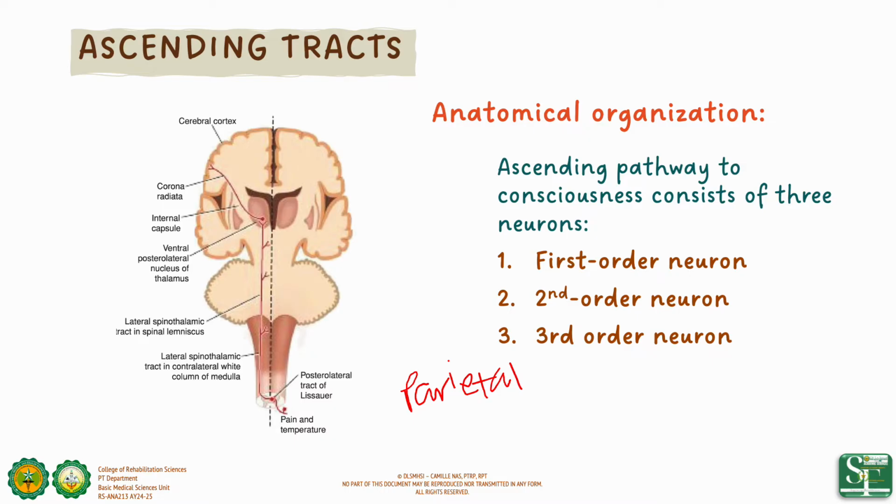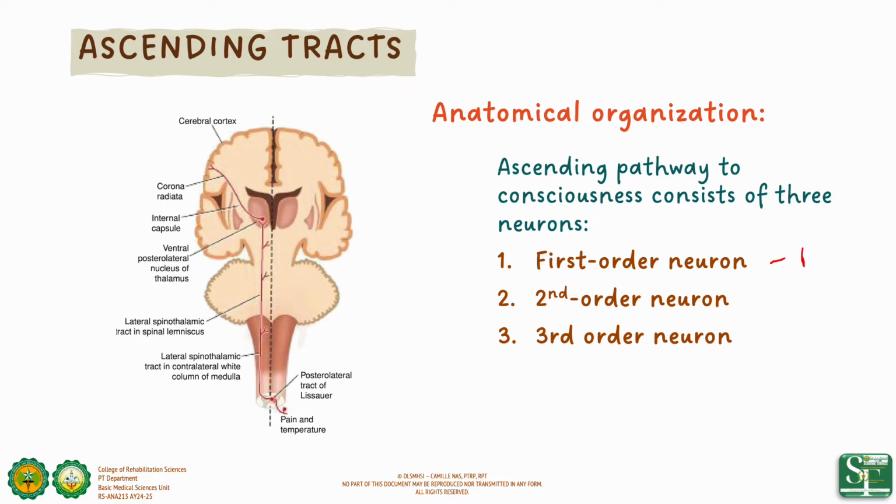Pare-parehas lang yon, iba-iba lang ng names, depending kung anong textbook ang ginamit. But parietal lobe. Specifically, anong Brodmann area number? BA, Brodmann area 3, 1, 2. Okay? So, I hope na nakaka-catch up kayo.